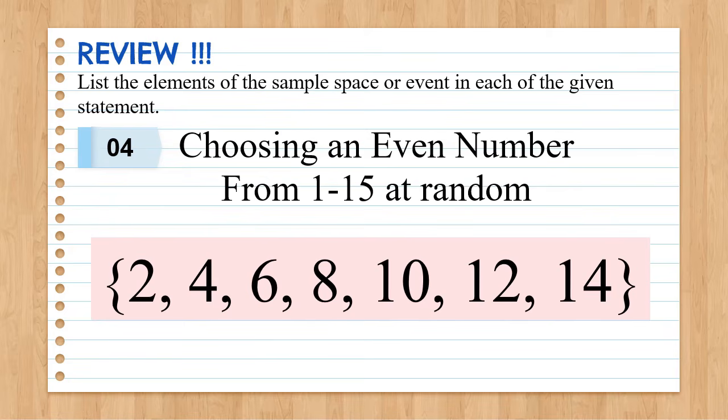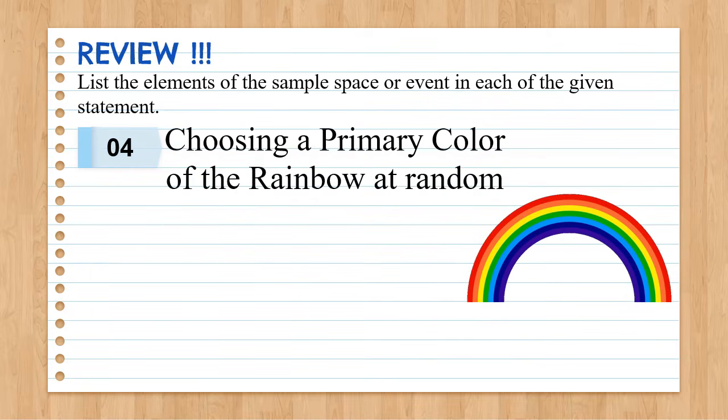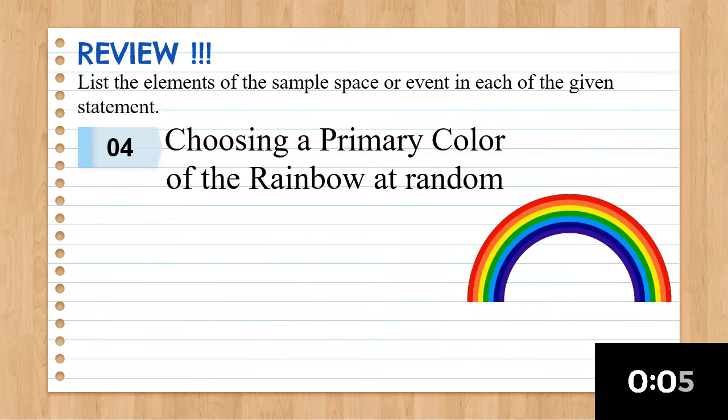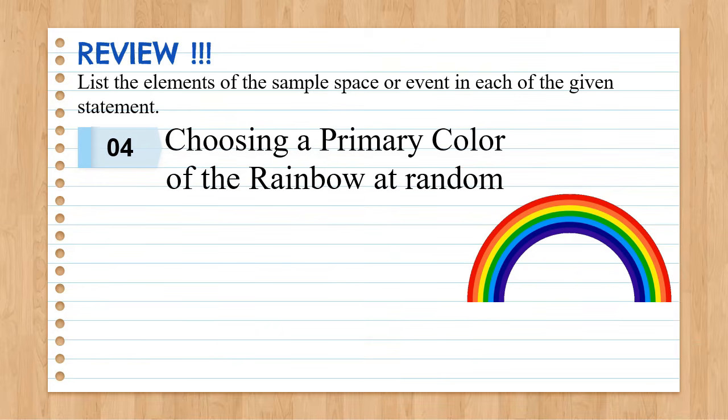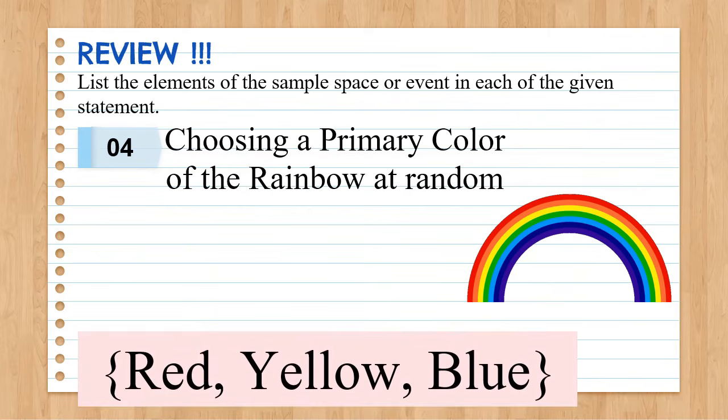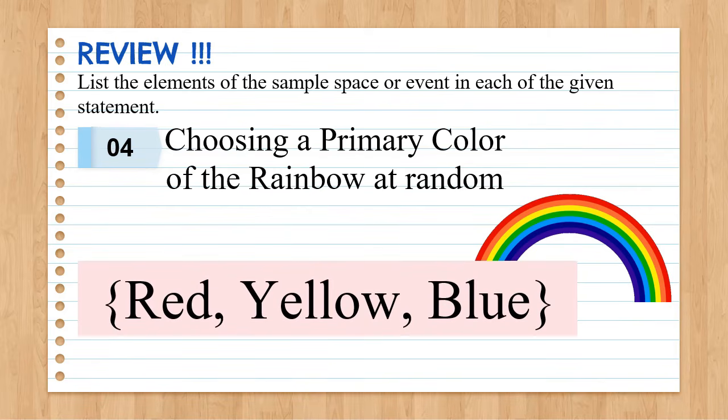And for the last question, choosing a primary color of the rainbow at random. Your 5 seconds starts now. You are right. The elements of the event are red, yellow, and blue. Very good. With the excellent performance you did, I guess we are now ready to discover the next lesson.